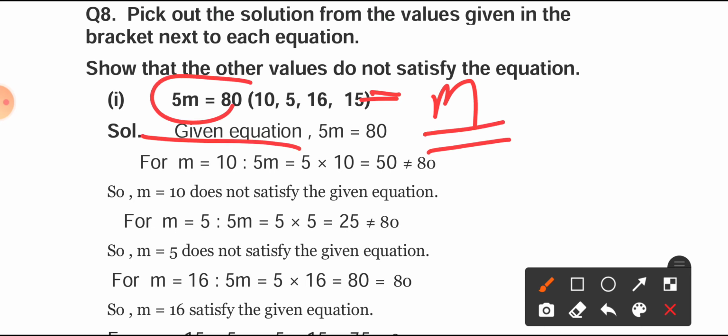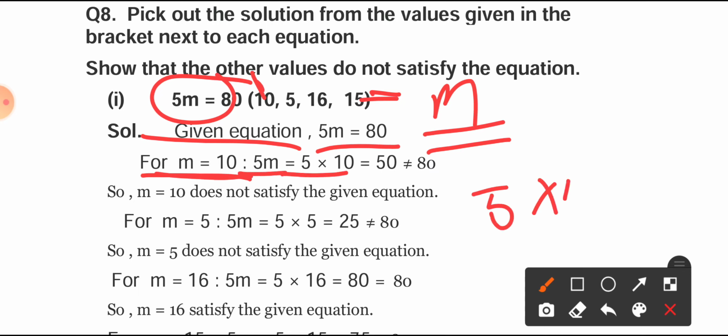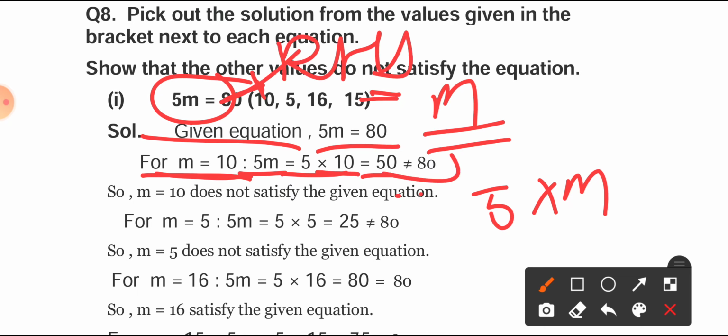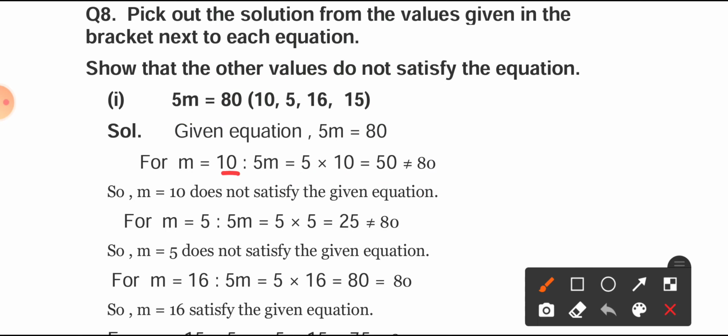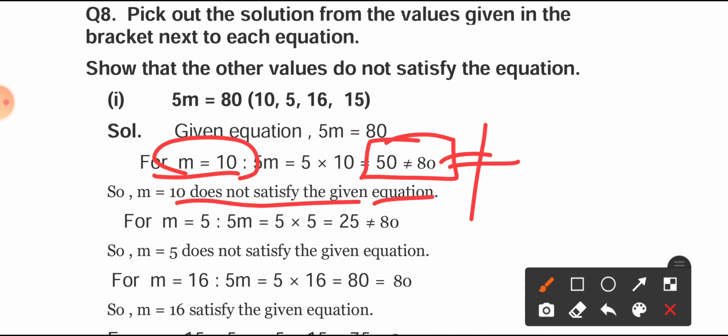So what is the given equation? 5m = 80. First number given is 10. So in place of m put 10. 5m, 5 means 5 × m. So 5 × 10, 50. Now compare with the right hand side. Right hand side is 80. We know that 50 is not equal to 80. It means m = 10 does not satisfy the given equation. मतलब अगर हम m की जगह 10 रख रहे हैं, तो हमारा LHS और RHS बराबर नहीं आ रहा है. इसका मतलब है कि m की वैल्यू 10 नहीं है. It does not satisfy the given equation.